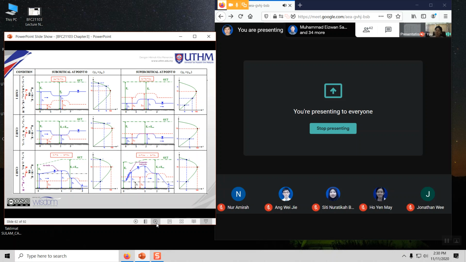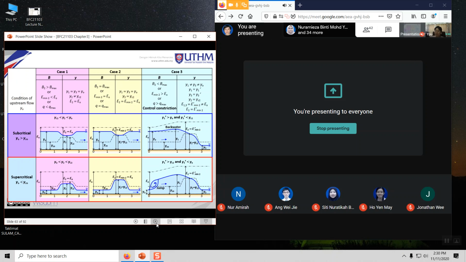Okay, I'm going to skip this diagram. Most probably this diagram will be provided to you in your test or your final exam. But of course, you need to understand it in order to use it. Now, let's look at this slide here. It's actually a summary. If you look at it, it's almost similar to the case of flow over a broad crested weir.